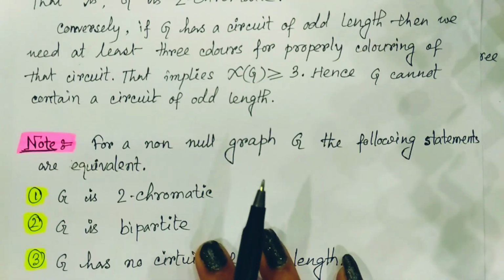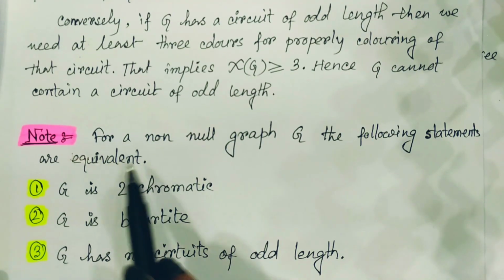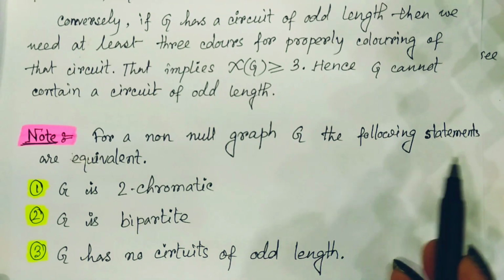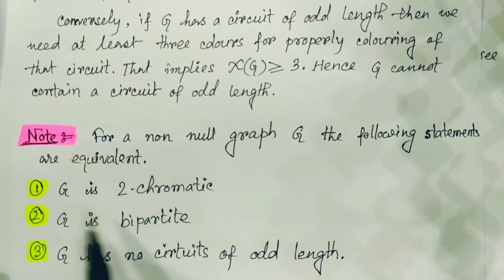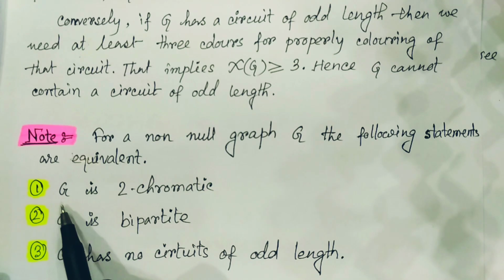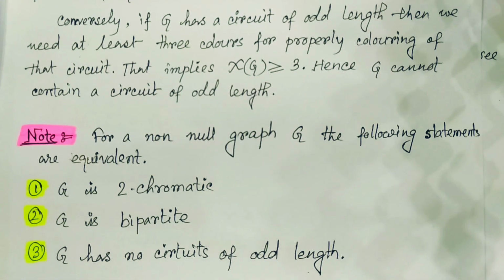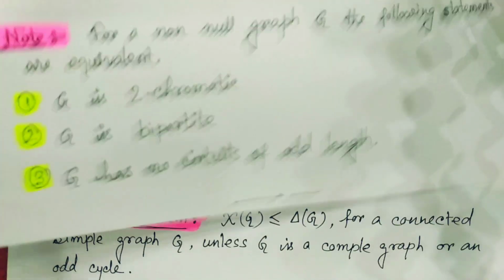So, from here, we can make an observation that for a non-null graph G, the following statements are equivalent. First, G is 2 chromatic; then G is bipartite; and G has no circuit of odd length. So these are a few theorems on the chromatic number.